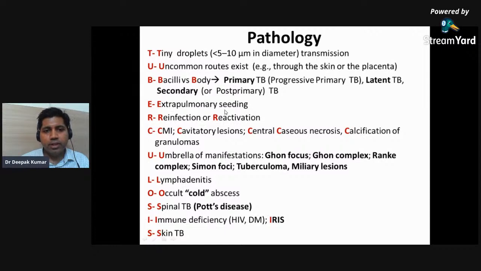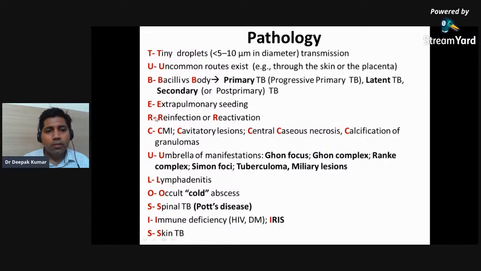Next is extrapulmonary seeding. Again, that we discussed. Apart from the lung, after this fight, if the bacilli take the dominant hand, they will start extrapulmonary seeding. Something called miliary lesions happen at this stage, where hematogenously the bacilli spread and start forming 1 to 2 millimeter millet-like lesions all over the body, starting with the lung, including the liver, spleen, etc., where they cause this seeding called milia.